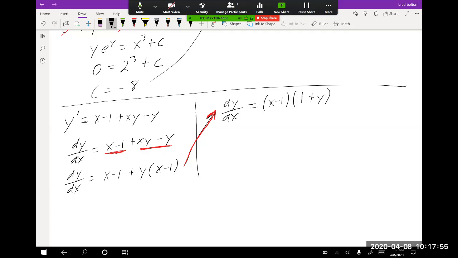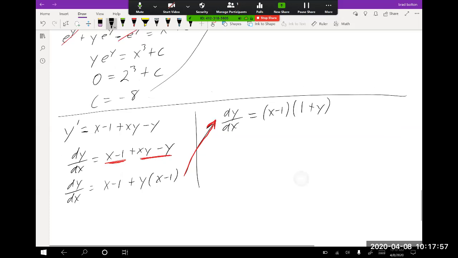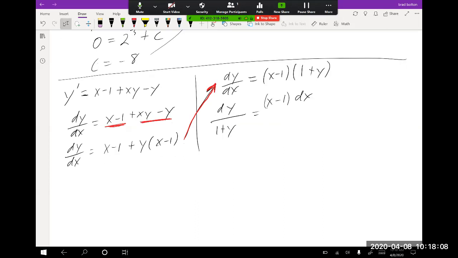So now I can separate and divide both sides by 1 plus y. So this will become dy over 1 plus y, and this will become x minus 1 times dx. Now this becomes a much easier integral. We integrate this and we integrate this. And this now becomes the natural log of the absolute value of 1 plus y, and that is equal to x squared over 2 minus x plus c.